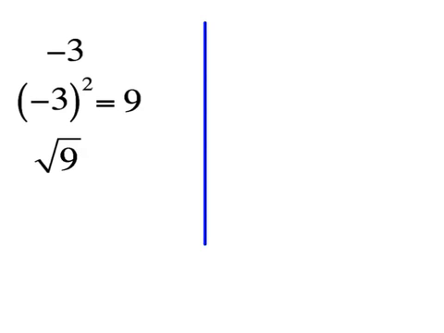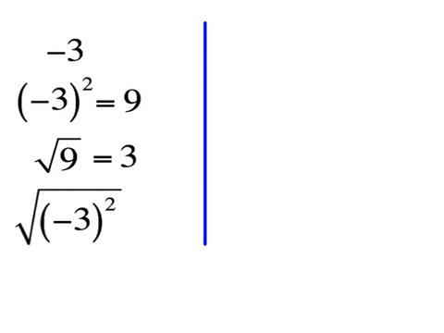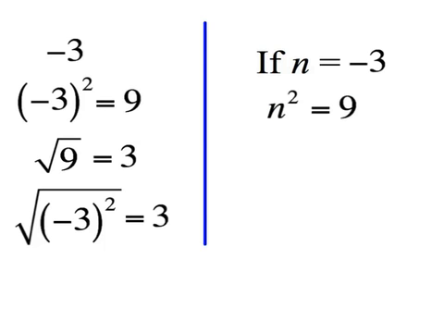But now we'll start with negative 3. Negative 3 squared is also 9. The square root of 9 is 3. The square root of negative 3 squared is also 3 by substitution. So what if n is negative 3? N squared is equal to 9. The square root of n squared is equal to 3.